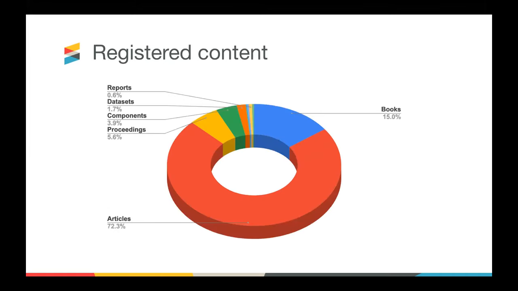And this graph gives you a bit more of an idea of the breakdown of content registered with Crossref. So nearly 3/4 is journal content, but we are starting to see a growth in a range of other different content types as well, such as books, conference proceedings, reports, data sets, and standards. Now my colleague Rachel is going to talk to you about the different ways in which you can register your content with Crossref.